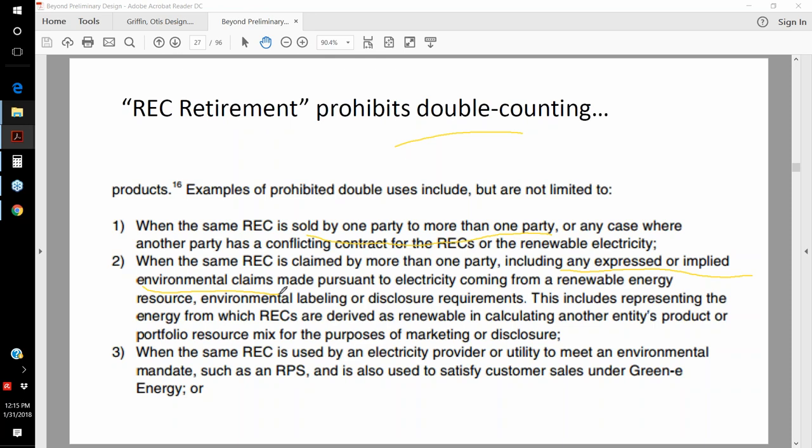The spirit of double counting is saying only one party can make the environmental claims of green energy when you're selling green energy. So when the same REC is used by a utility to meet environmental mandates, such as a renewable portfolio standard, and is also used to satisfy customer voluntary sales, that would be considered not allowed in traditional green energy markets. And you would think that that would be kind of common sense.